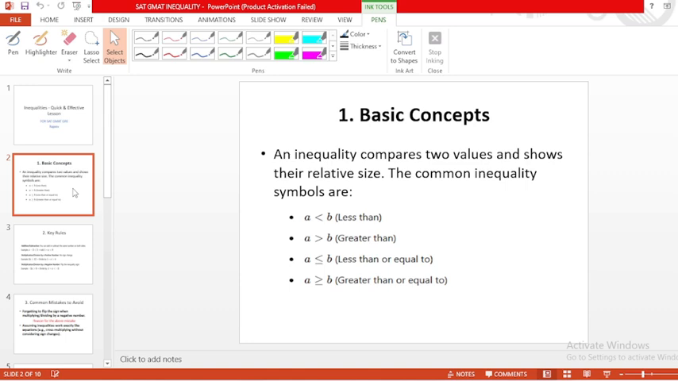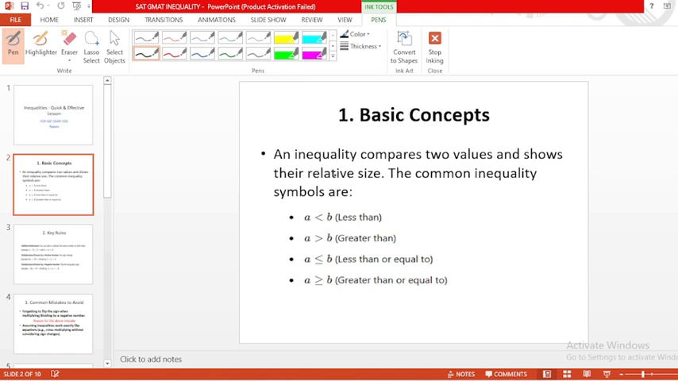Before discussing the basic concept, I would like to draw your attention to why we commit mistakes in inequality questions. The common reason I have seen by teaching students is that they think that equations and inequalities are one and the same. Yes, they are quite similar, friends, but they are not one and the same. So we'll now go to the session directly.